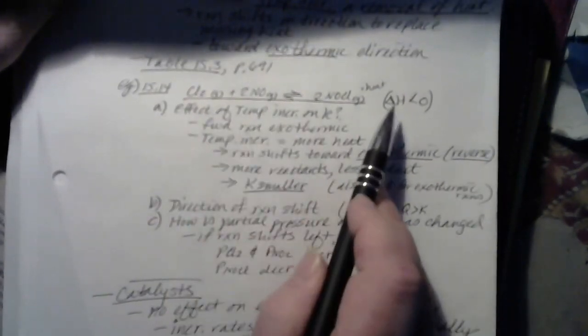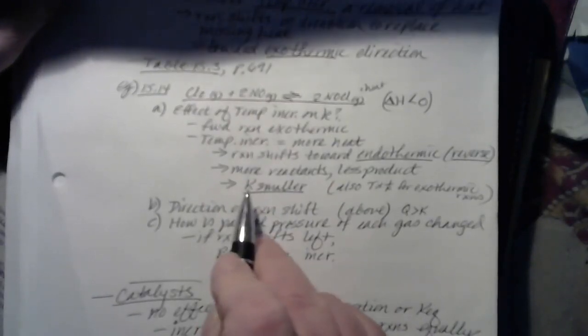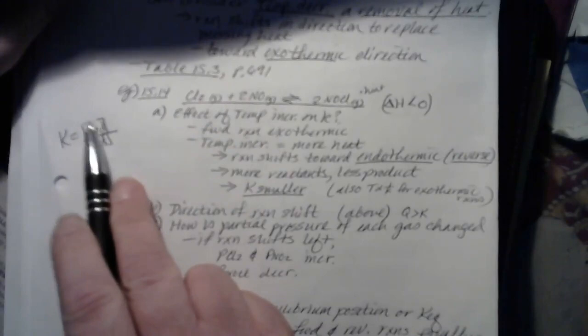Since we're changing temperature here, the change is going to be in the equilibrium constant. So we actually are changing the equilibrium constant here. In fact, the equilibrium constant will be smaller at higher temperatures for this reaction, because you're going to have more reactant and less product. Well, K, of course, is product over reactant. So if you have more reactants on the bottom and less product on top, K will be smaller.